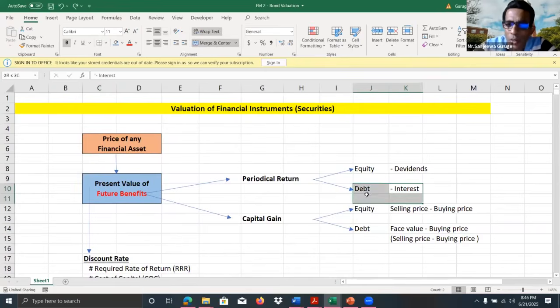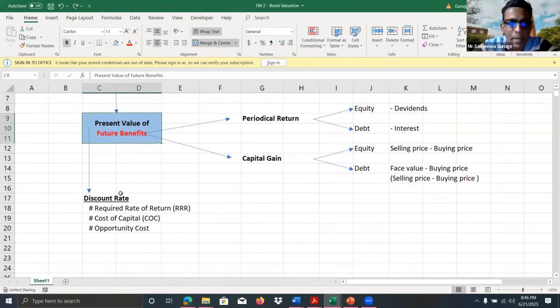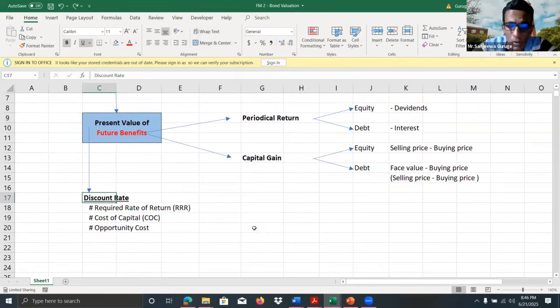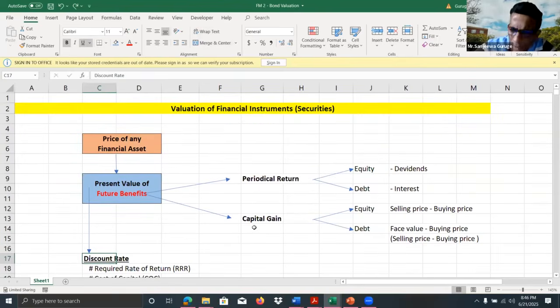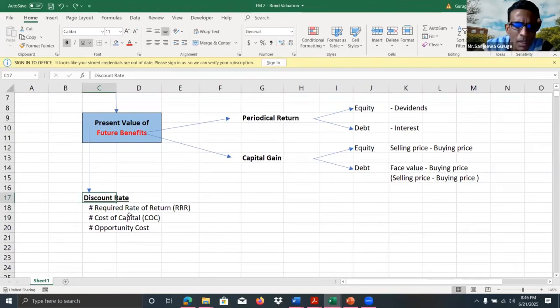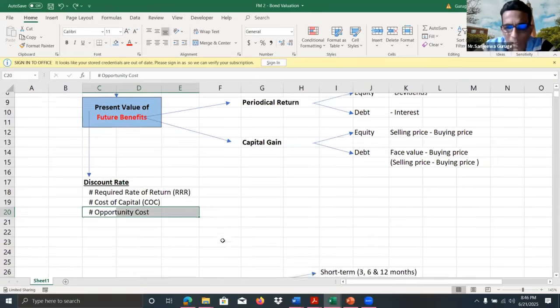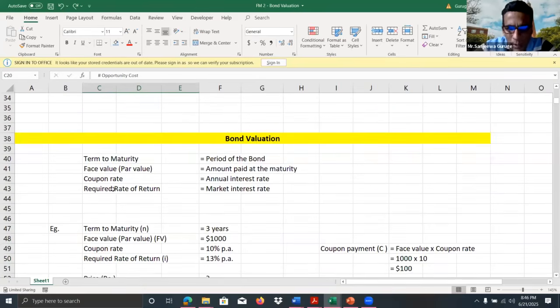The future benefits we know in advance, right? We know in advance. But in order to calculate the price of equity, these future benefits should be estimated. And even the discount rate for a debt instrument is fairly straightforward. For a debt instrument, the required rate of return is based on the concept you mentioned earlier, correctly, opportunity cost. So generally, when we calculate the price of a debt instrument, for the required rate of return, we use the market interest rate, right?